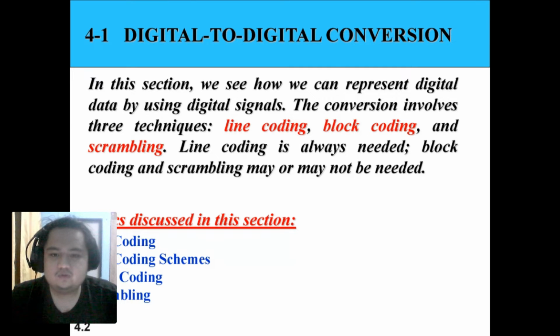The conversion involves three techniques: line coding, block coding, and scrambling. Line coding is always needed. Block coding and scrambling may or may not be needed.